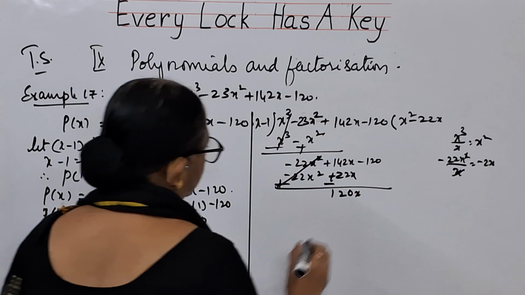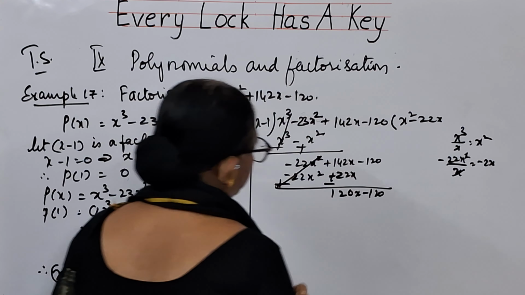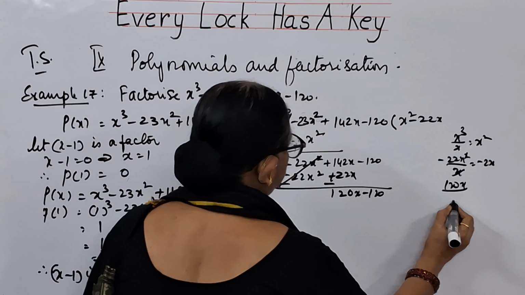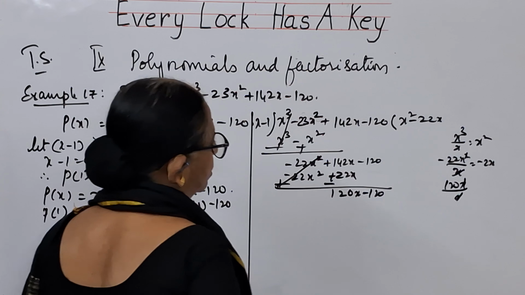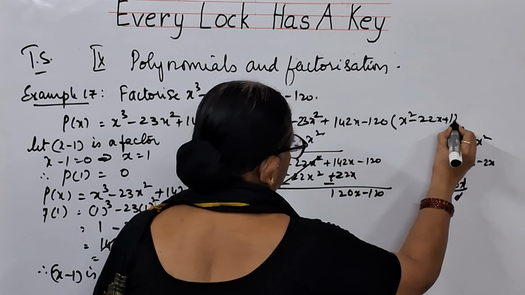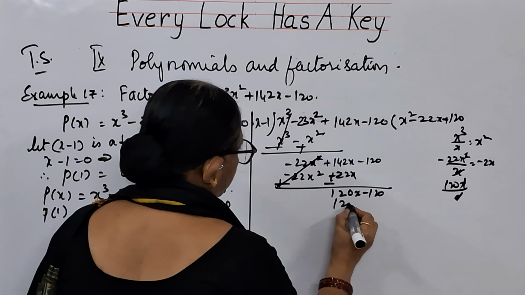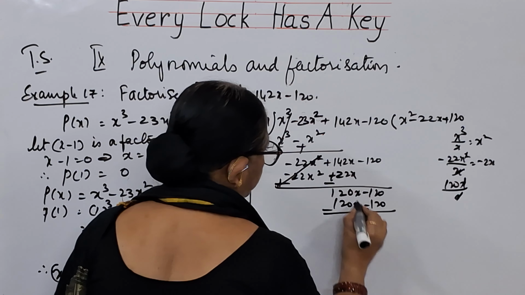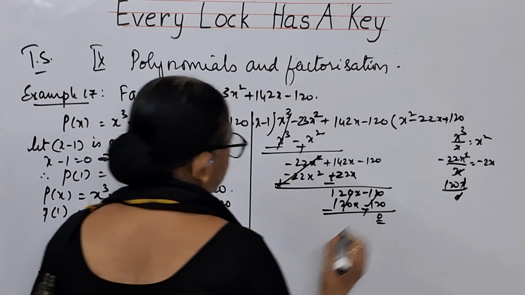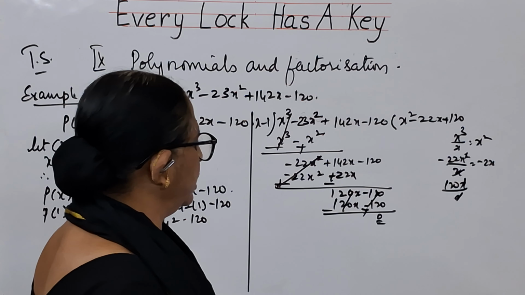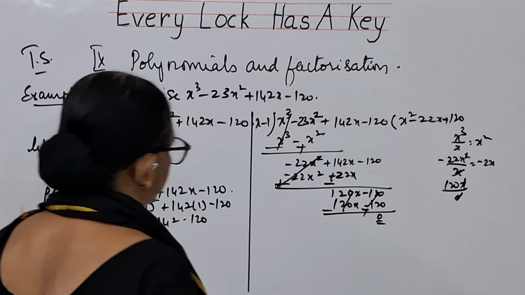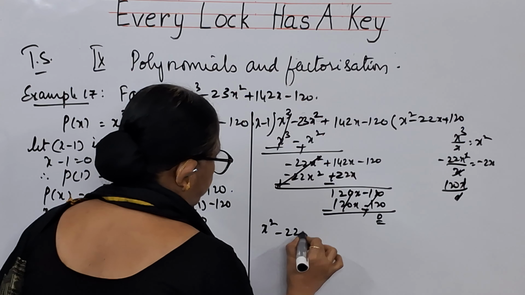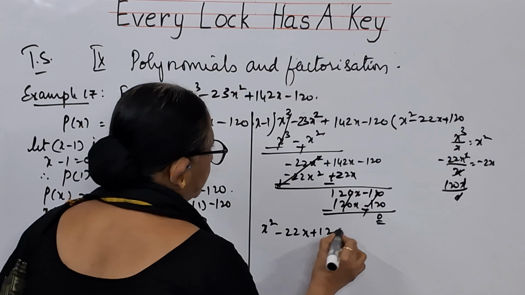Here 120x minus 120. So take 120x divided by x, this will get cancelled, plus 120. That means 120x minus 120. So minus and plus, both are cancelled, and you are getting 0. So take the quotient: x square minus 22x plus 120.